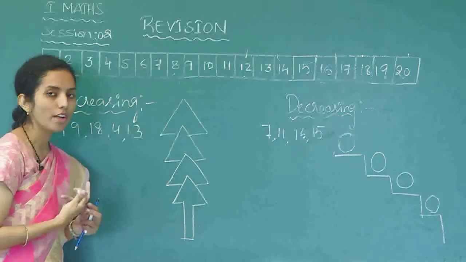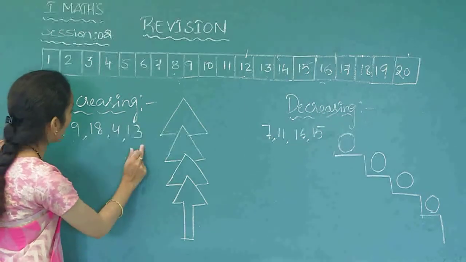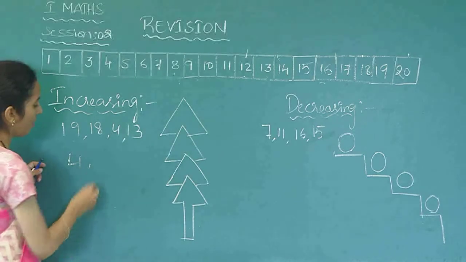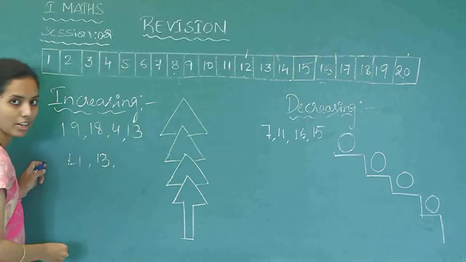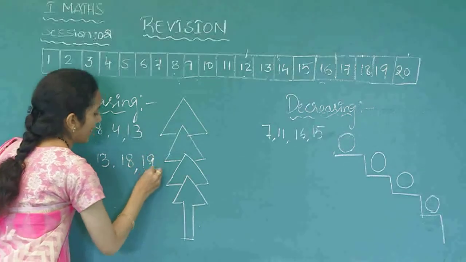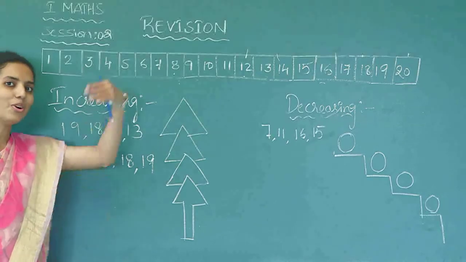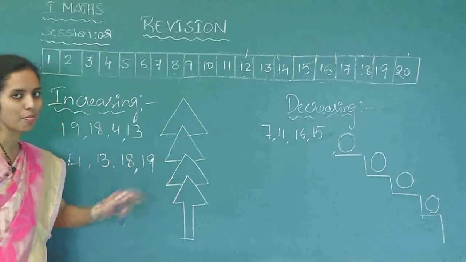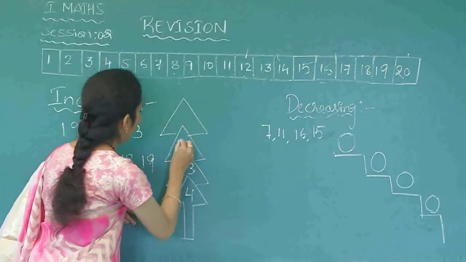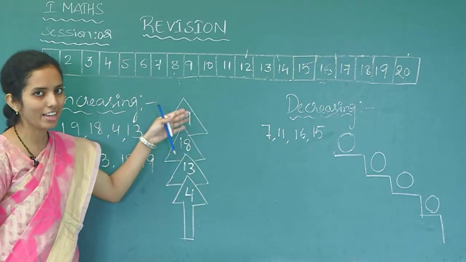So to write that, what we have to do? We have to first identify the smaller number. Which is the smaller number here? 4. 4 is the smaller number. And after 4, 13. And after 13, 18. And after 18, 19. So this is how we write in the increasing order, smallest to biggest. Now let us place these numbers in this Xmas tree. 4, 13, 18 and 19. Okay, this is the increasing order.